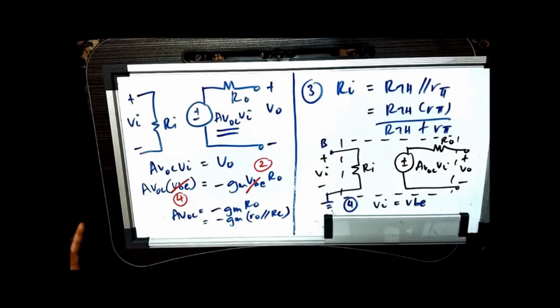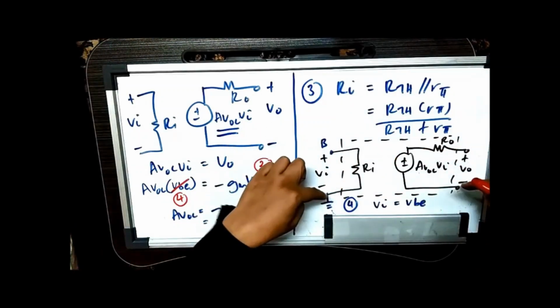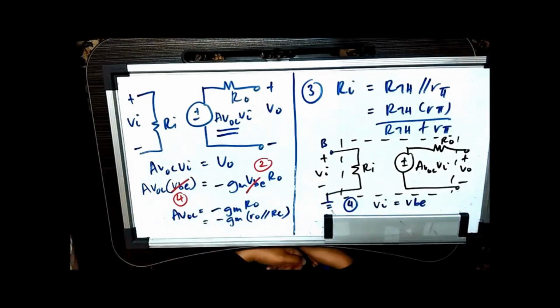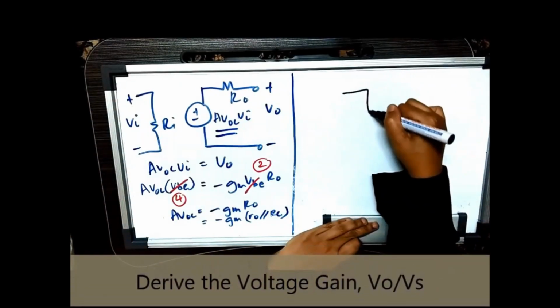Now we are going to connect this amplifier with the input signal Vs. After that, you need to derive the voltage gain Vout over Vs. I'm going to remove this part now. Your voltage amplifier is like this.